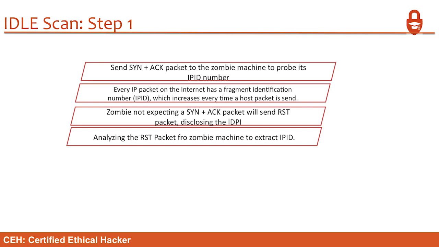So the IPID probe sends a SYN plus an ACK flag set. So you send a packet with the SYN and ACK flags set, and the response is going to be a reset with the IPID 31337.